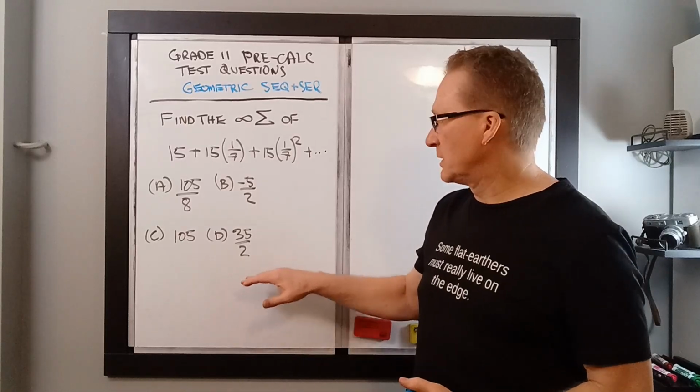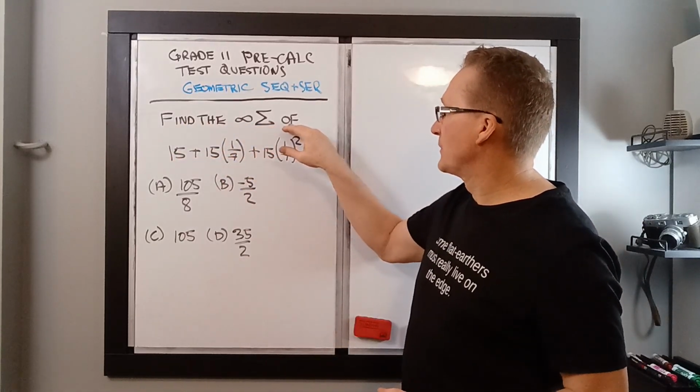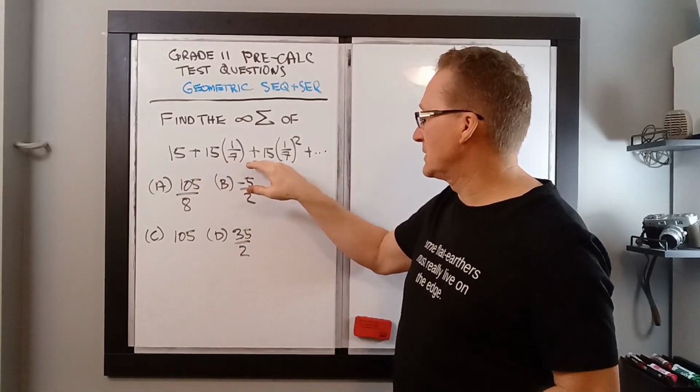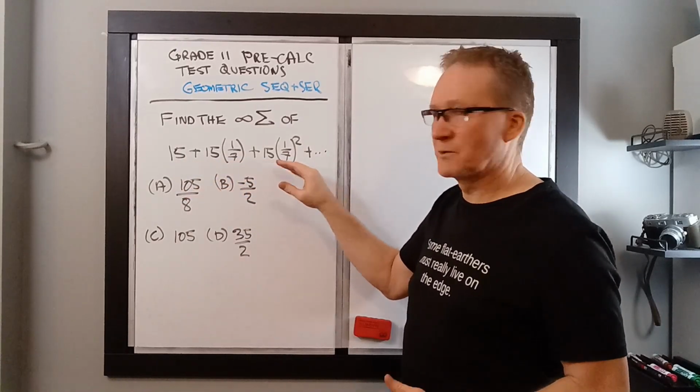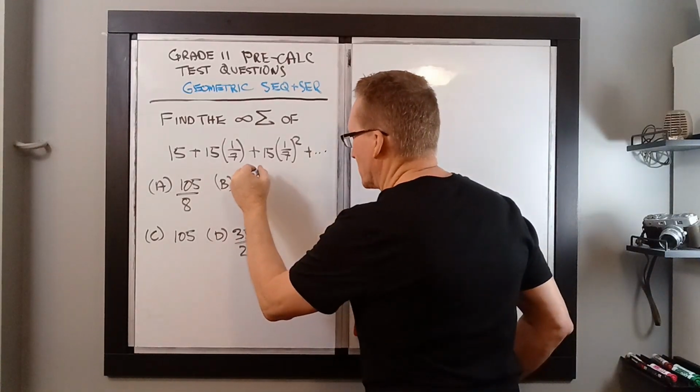I'm back here with our next problem. This is another infinite series of this: 15 plus 15 times 1/7 plus 15 times 1/7 squared. Very handily, they've actually given you a bunch of things that you need here. We're going to write those out here.